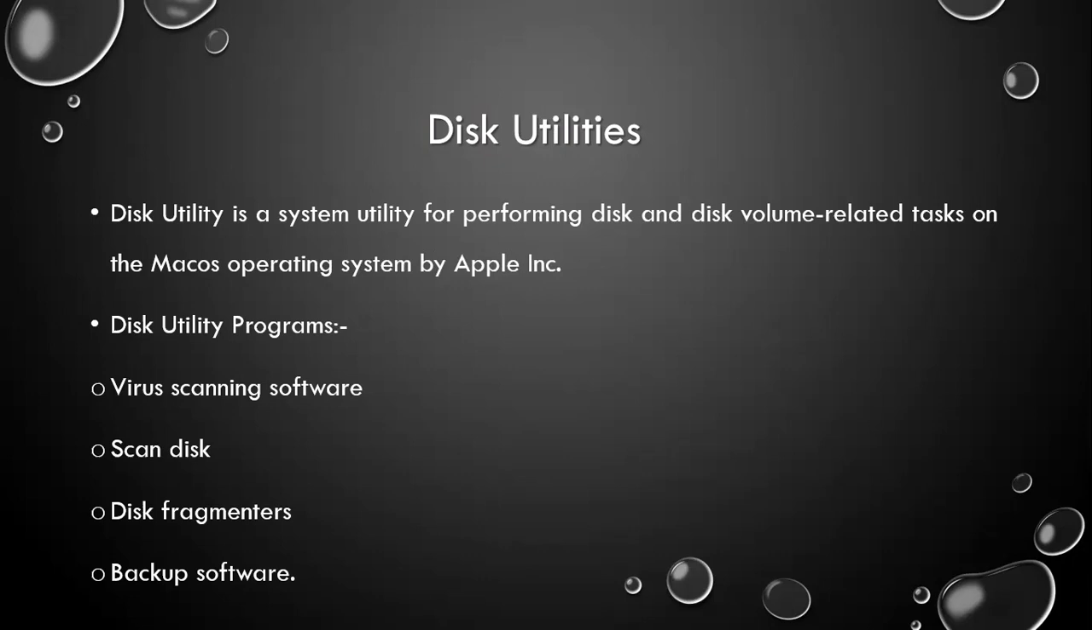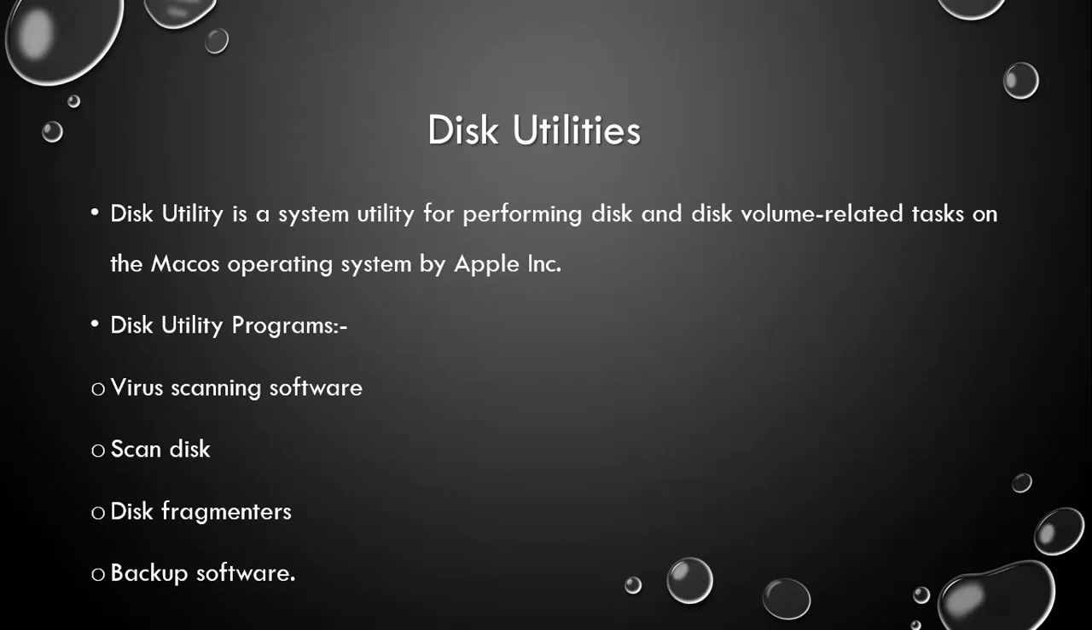First is the virus scanning software. This software scans a whole document or a file and then detects the virus in that file. Next is the scan disk. This is a utility program that checks and repairs file system errors on a disk drive. So if we see any errors on a file, these errors can be repaired on a disk drive.